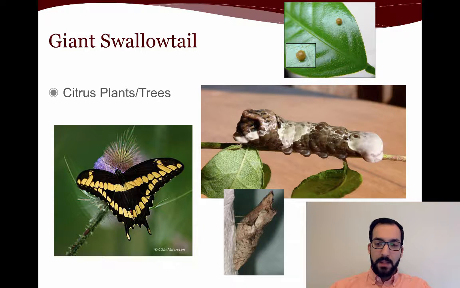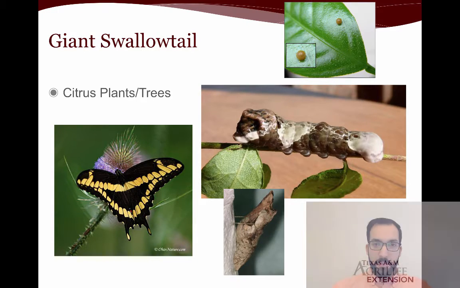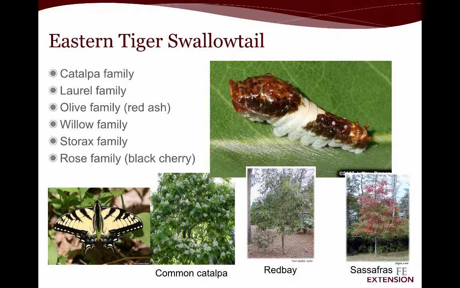So this is an excellent example of a type of mimicry we refer to. The eastern tiger swallowtail, you'll see the caterpillar there in the top right. Very similar. Again, it does not look very appetizing, especially if you're a bird. And their caterpillars feed on several different host plant families, such as catalpa, laurel family, olive family, willow family, storax, and rose family. You'll see here in the bottom left, the adult is predominantly yellow with some black in it as well.